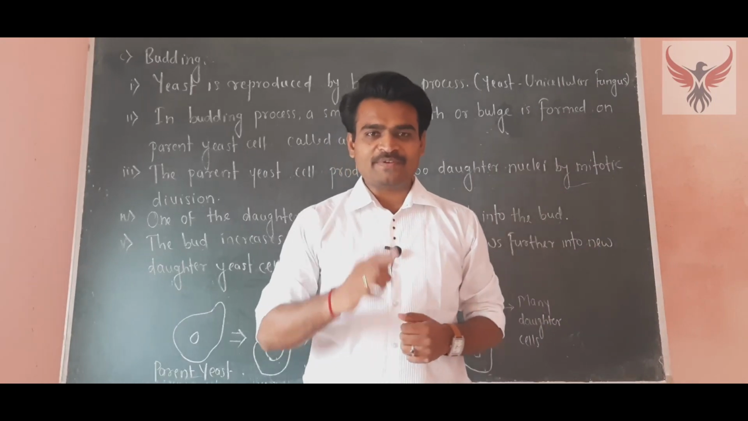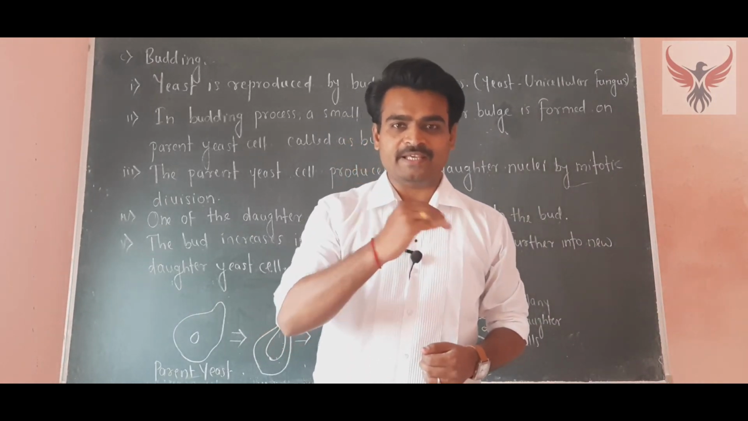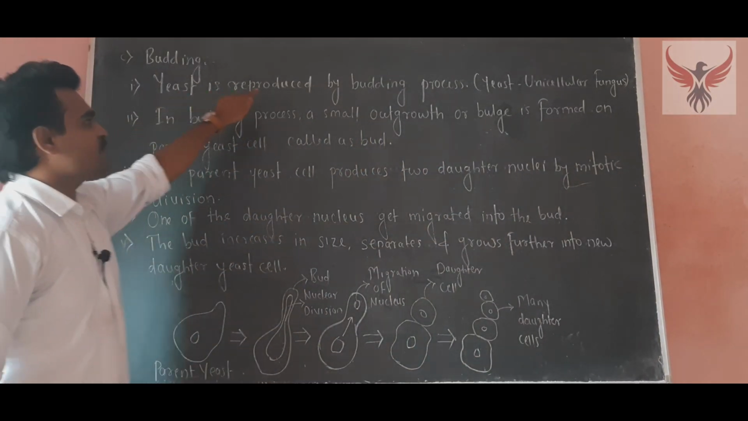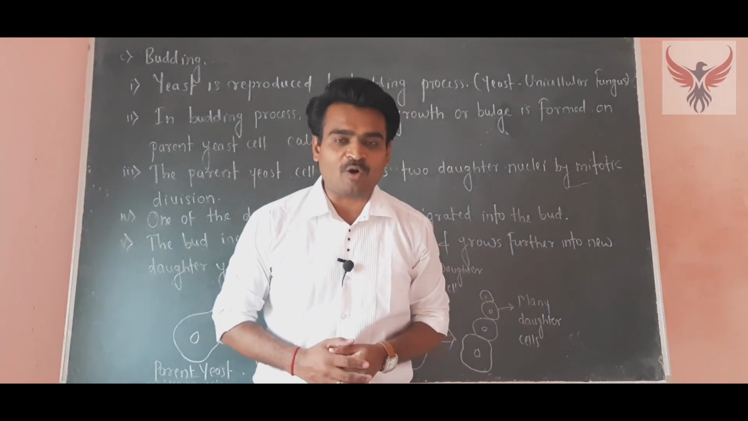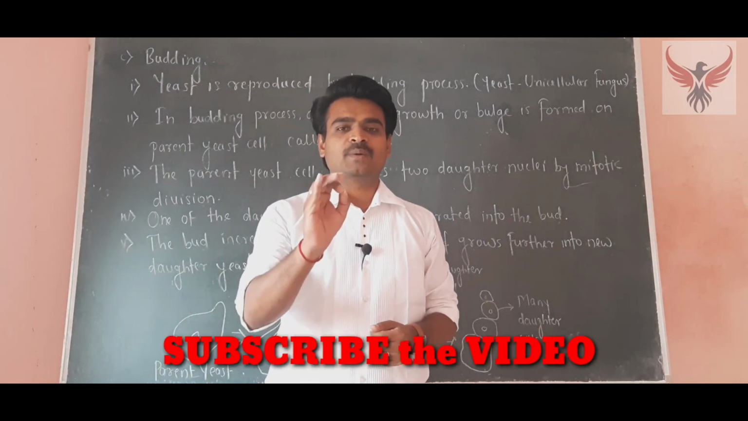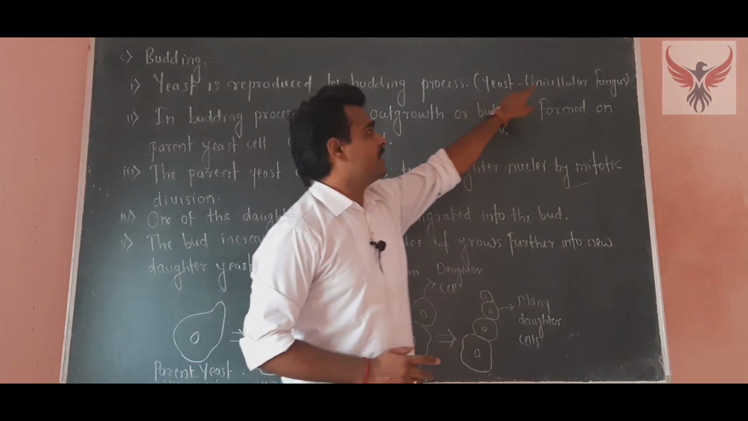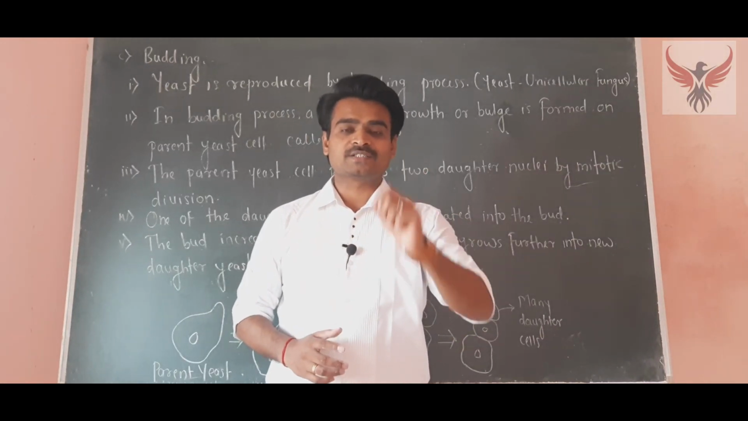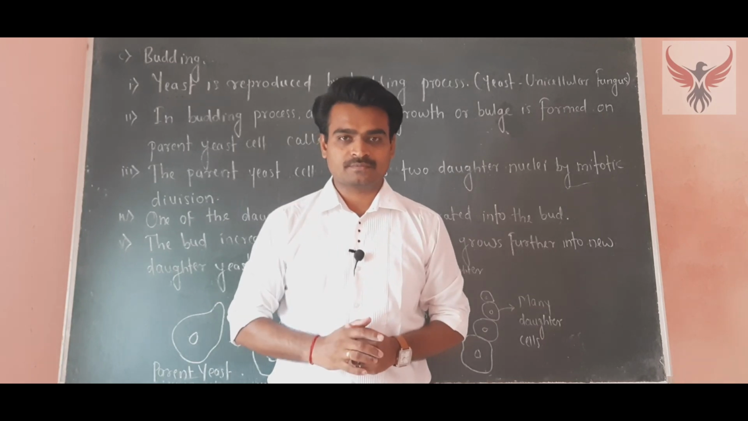After multiple fission, our next type of asexual reproduction in unicellular organisms is budding. See, the first point here is, yeast is reproduced by the budding process. So yeast is an example of an organism that shows budding. Yeast is a unicellular fungus which shows budding type of asexual reproduction.